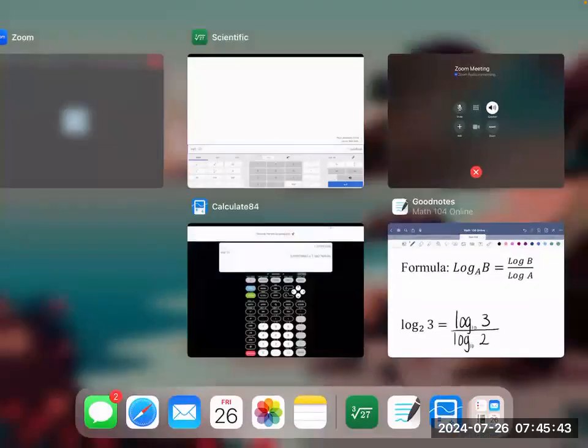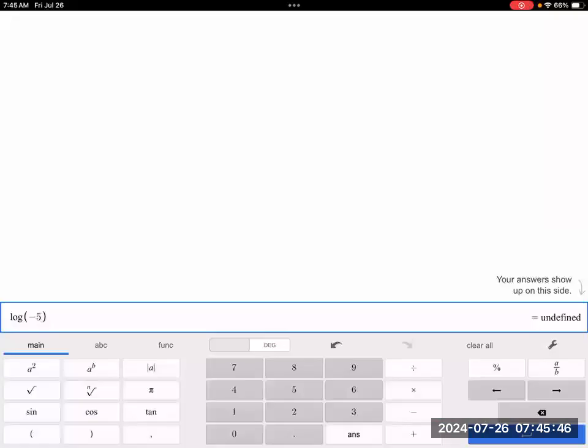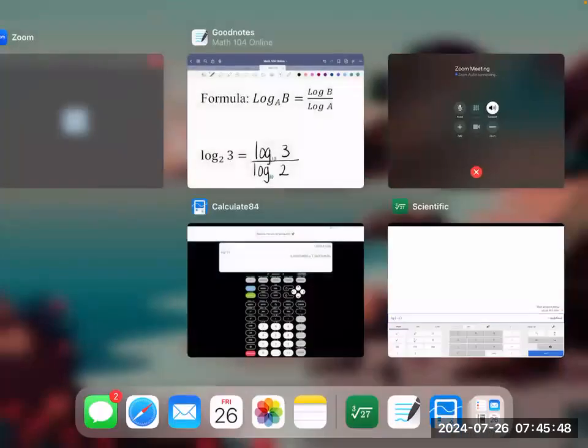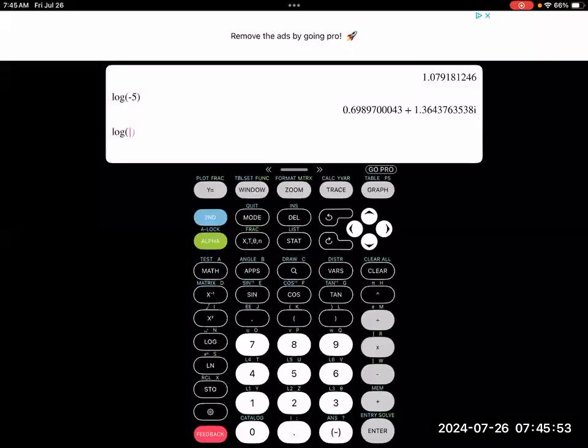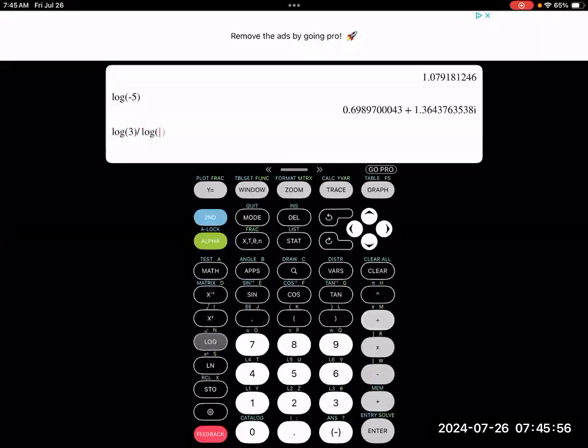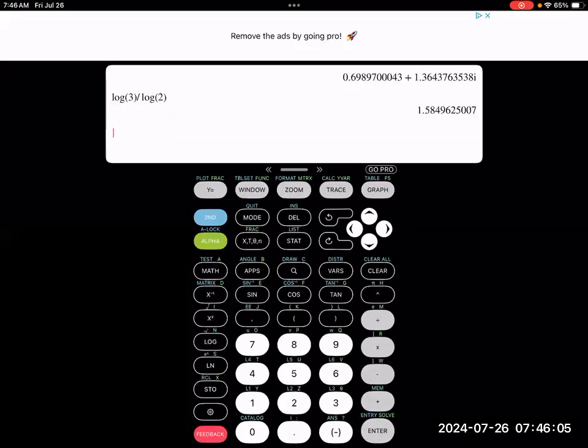So if we put this here, log of 3 divided by log of 2, closing your parentheses. Notice that by just hitting the log button, that is the base of 10. So you have 1.585 if we're rounding to 3 decimal places. Now your TI-84, if you use this app or if you have a newer model, does have the ability to negate this change of base.